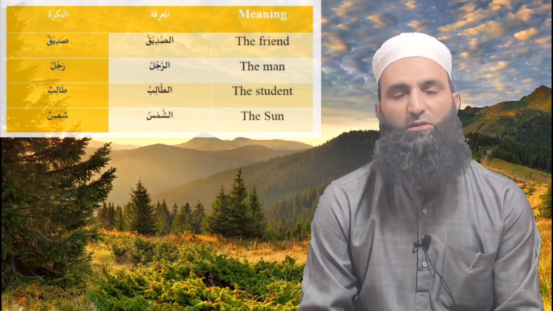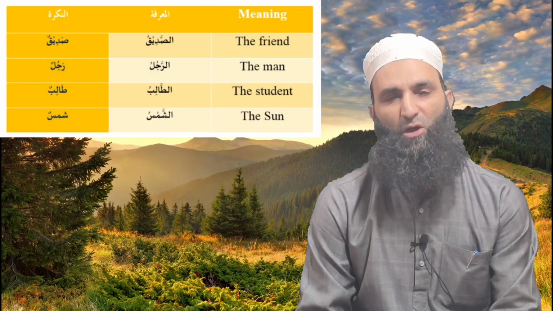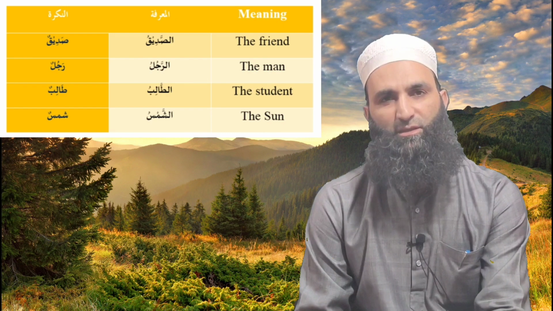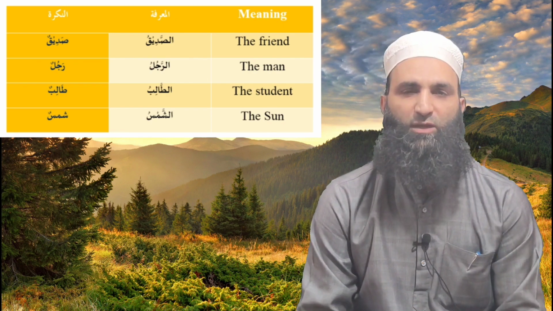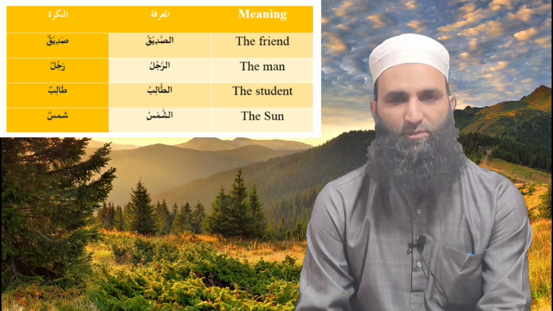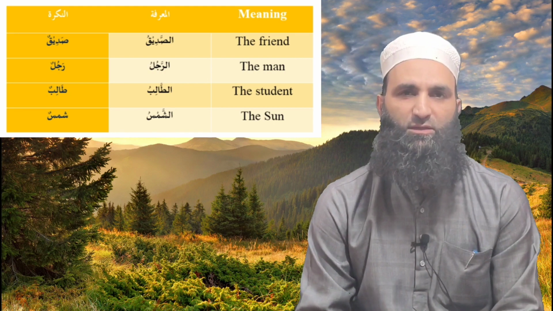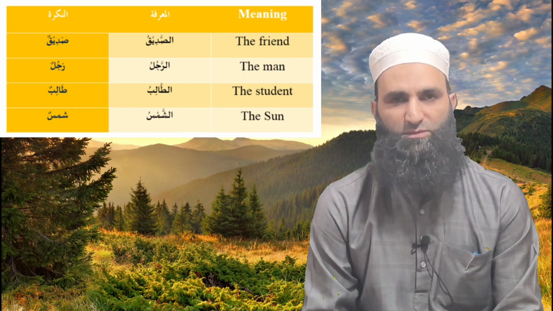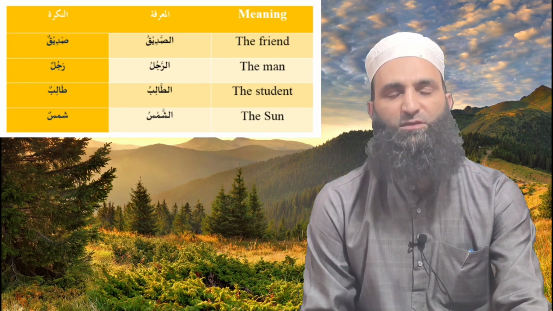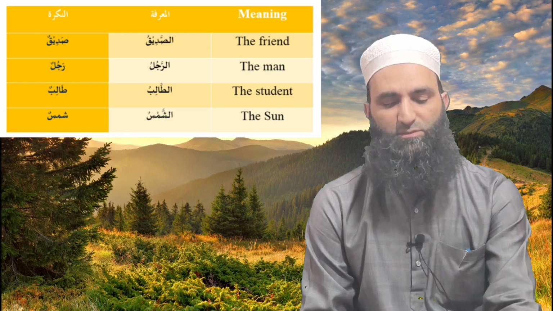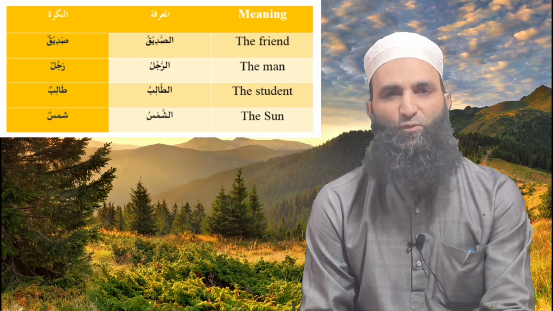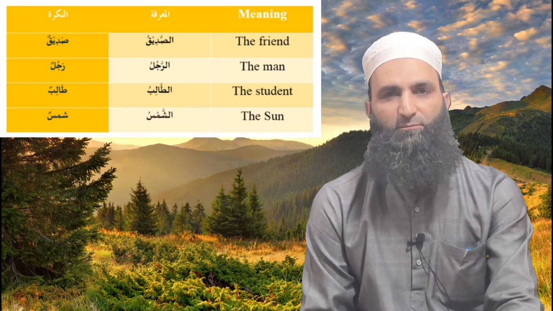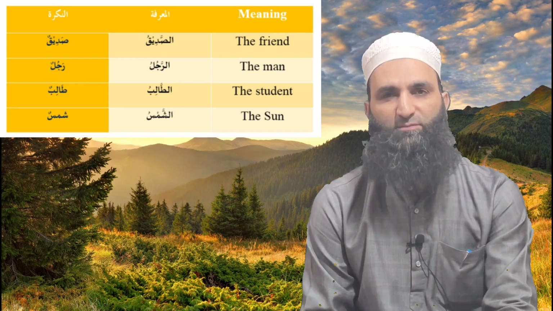So we have some examples here. You can see in this table that is given on the screen. In the first column we have examples of nakira, in the second column we have examples of marifa, and in the third one we have given the translation or the meaning of these nouns. Looking at the first column, we have 4 examples here. All these 4 nouns begin with huruf shamsiyah.